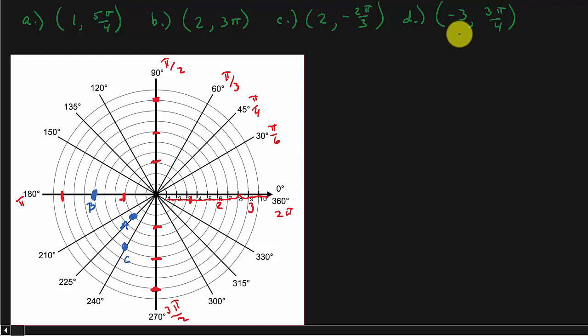Now what about this one, (negative 3, 3 pi over 4)? Notice this time r is negative. In the first 3 points that we did, r was positive, so we went out however many units to the right. Well, since r is negative, we have to go to the left. So this is negative 3, and then we rotate 3 pi over 4, which is 135 degrees. That's going to put us right here, and that would be D.